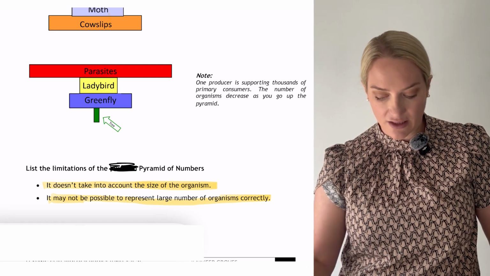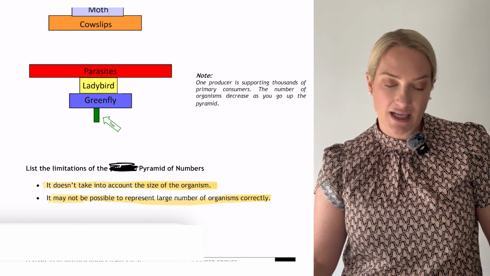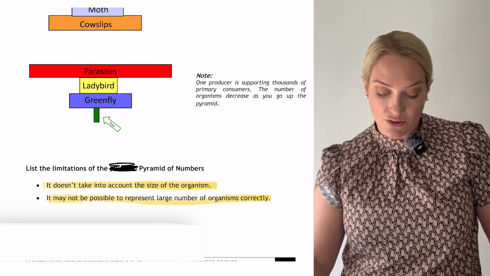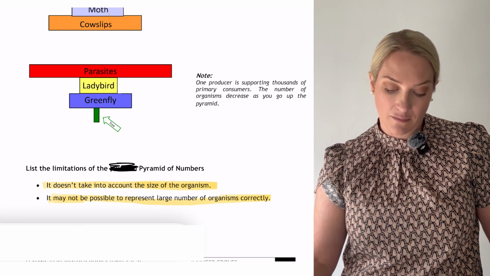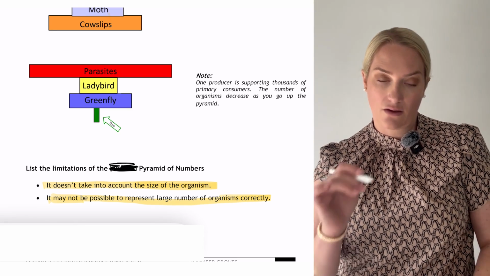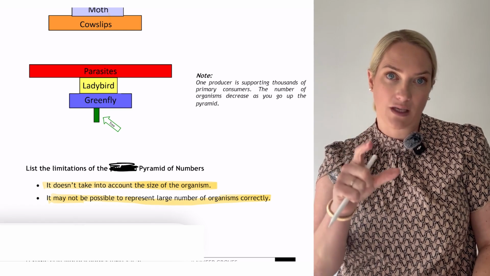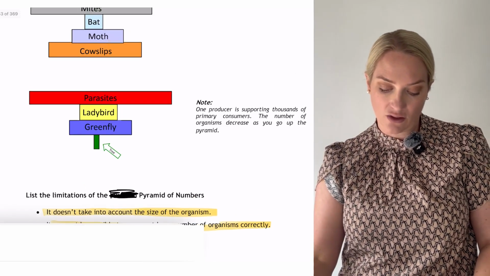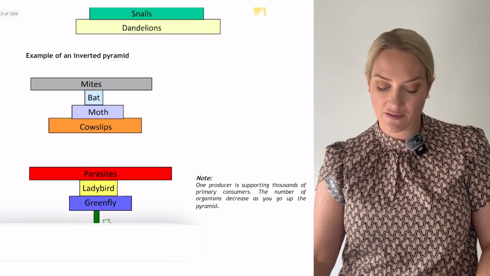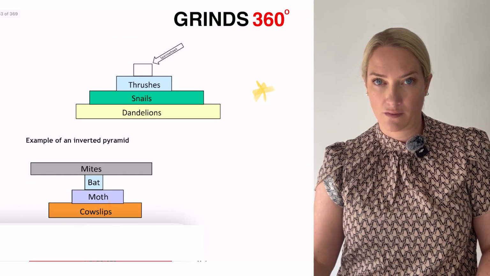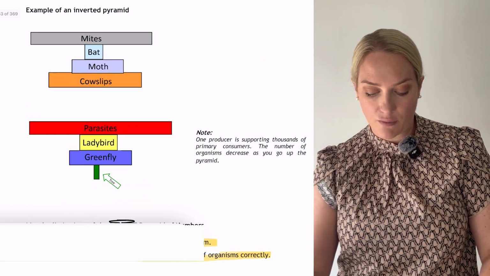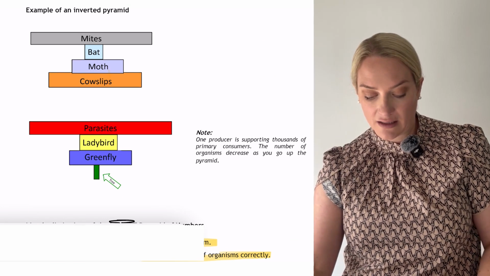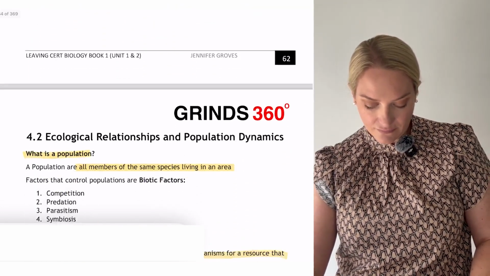So you do need to know these limitations, and they could ask you to draw a pyramid of numbers. Or another nice one is they'll give you the pyramid and they'll ask you to label A, B, C, D, parts of it, depending on what it is. So look to see if it's an inverted pyramid of numbers or a normal pyramid of numbers. And if it's inverted, at the top is larger, that'll be your parasites.